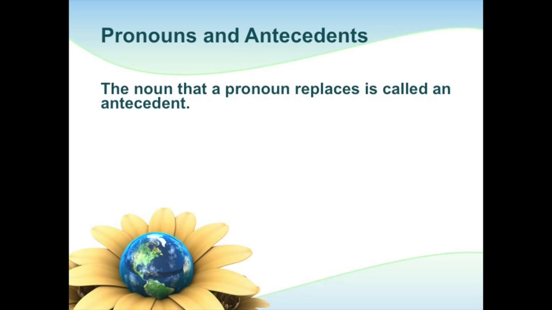The next term you need to understand this week is the term antecedent. What is an antecedent? An antecedent is the noun that a pronoun replaces. So, the noun that a pronoun replaces is called an antecedent. Let's think about this example. Miss Rule is our teacher. She teaches our class. In the second sentence, she is a pronoun that is replacing another word. In this case, the word that she is replacing is Miss Rule. So, Miss Rule is the antecedent of the pronoun she.